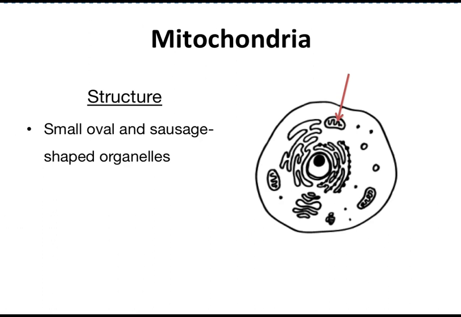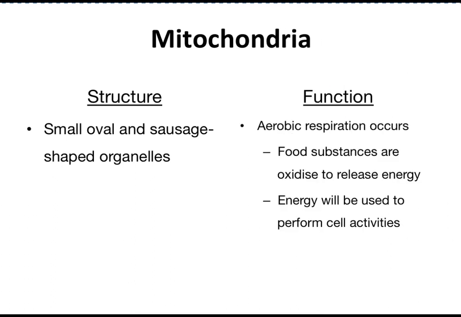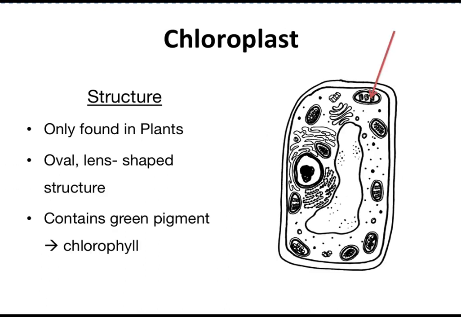Mitochondria. Mitochondria is a small oval and sausage-shaped organelle. Its function is that it helps in aerobic respiration. Food substances are oxidized to release energy during aerobic respiration. Energy is then used to perform cell activity. This cell activity includes growth and reproduction.